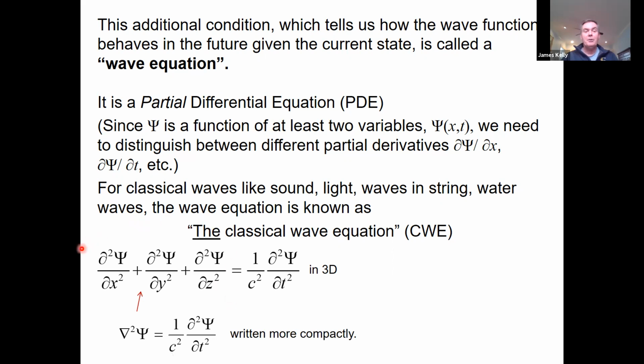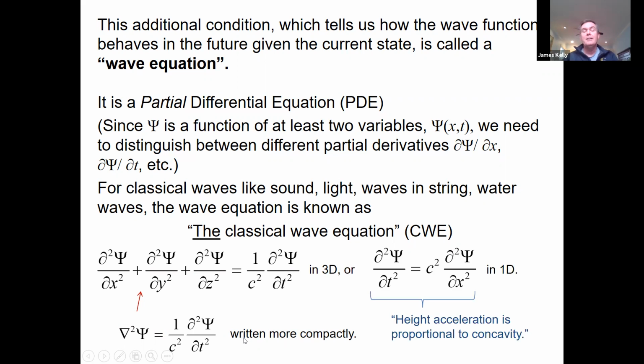This combination over here, and we'll use this notation in this course, is called the Laplacian. In other words, the Laplacian operator is the second partial derivative with respect to x plus the second partial derivative with respect to y plus the second partial derivative with respect to z. And that whole operator is being applied to psi over here. And so we just write that briefly as the Laplacian of psi. Okay, so that's one compact way to write the classical wave equation.